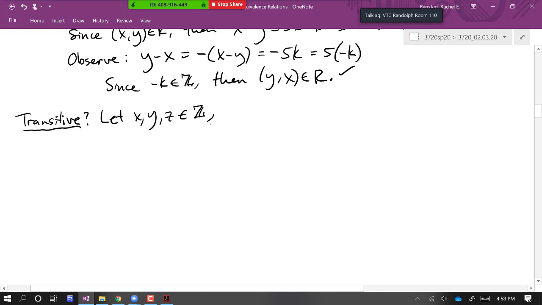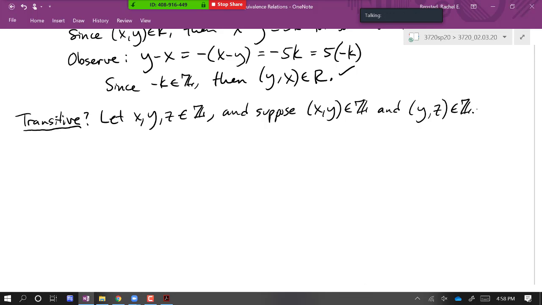And then we're going to assume that we have a couple pairs of relations. So let's suppose x is related to y, and y is related to z. What would have to be true if this relation were transitive? X would have to be related to z. Right. So we're going to answer the question, is x related to z?